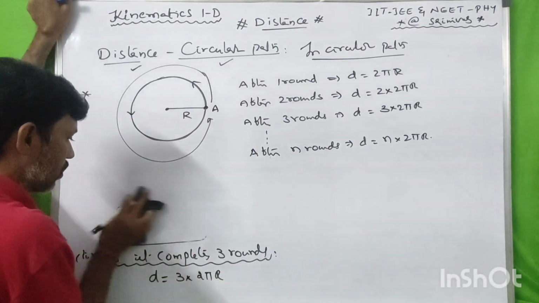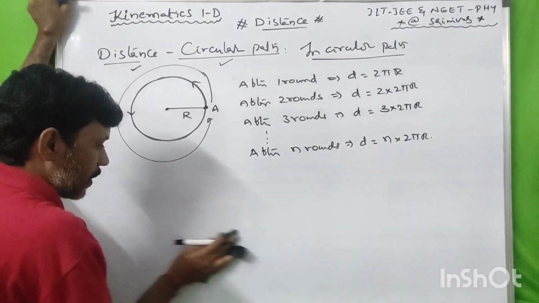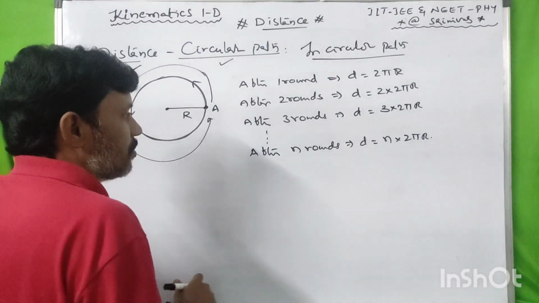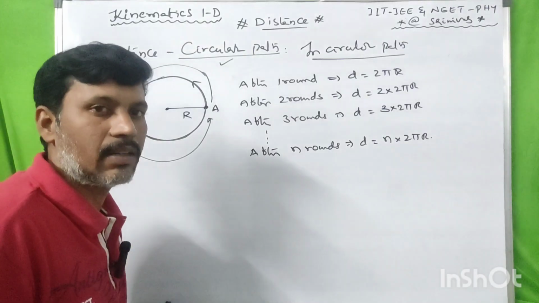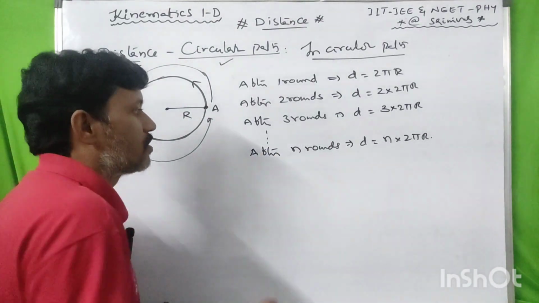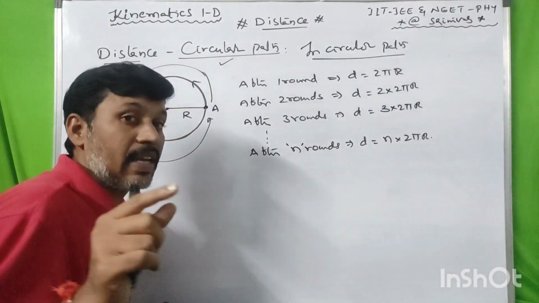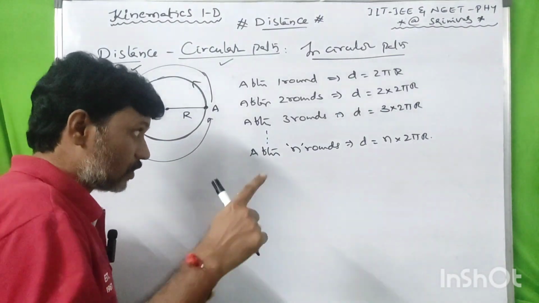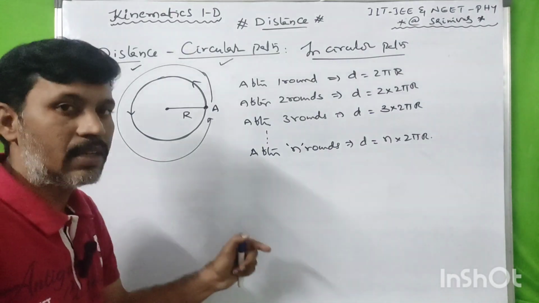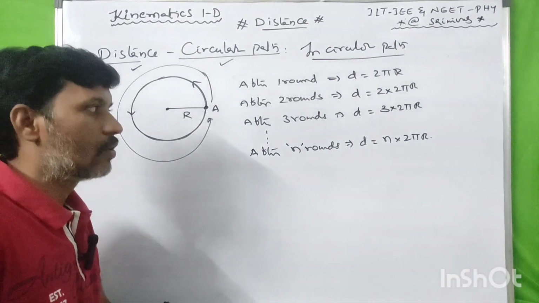After n rounds, the total distance covered by the particle or body or object, whatever it may be, or any person or any insect or cyclist, motorist, whoever it may be. After n rounds means n complete rounds. So after n rounds, distance d is equal to n into 2 pi r.